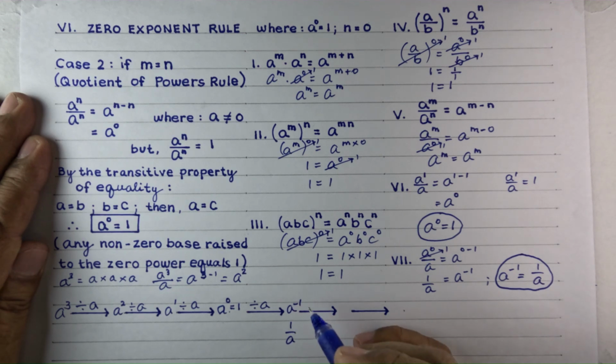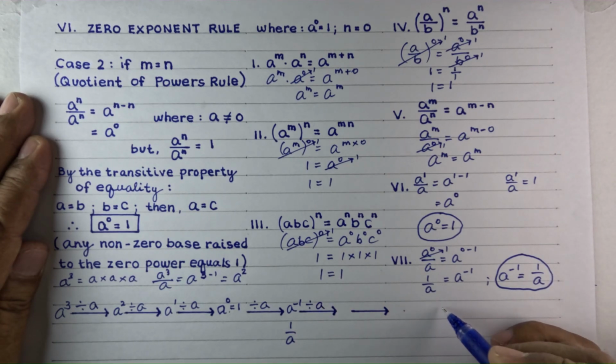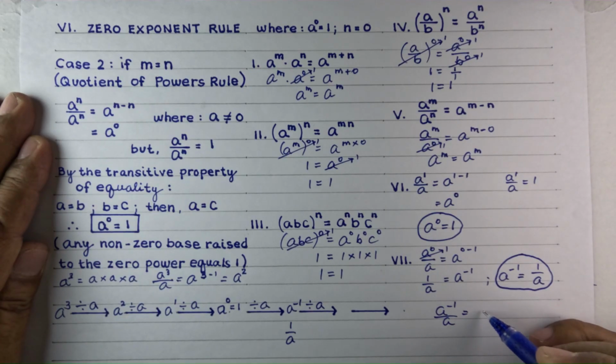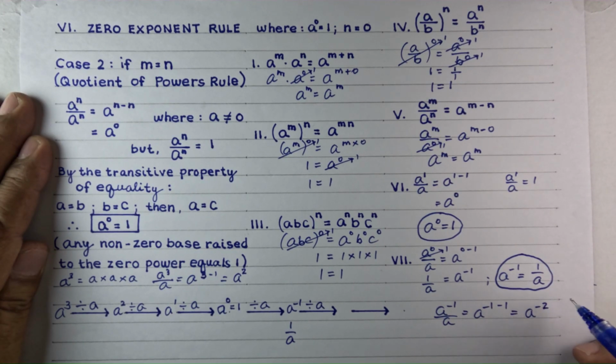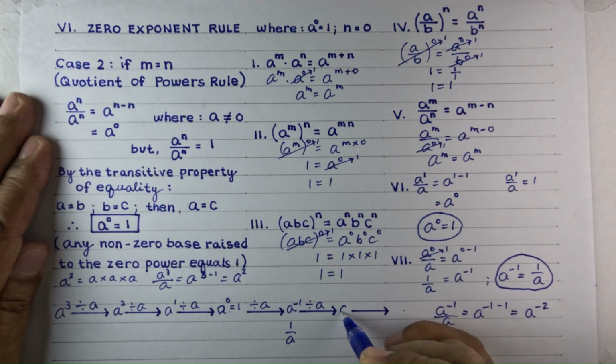Dividing a to the minus 1 by its base a, that's a to the minus 1 over a. Using the quotient of powers rule, this becomes a to the minus 1 minus 1 equals a to the minus 2. So this is a to the minus 2, or simply 1 over a squared. So it's simply the reciprocal of the base raised to its corresponding positive exponent.